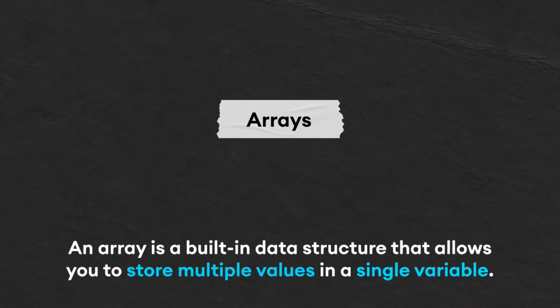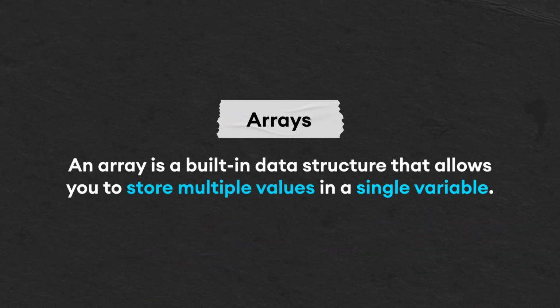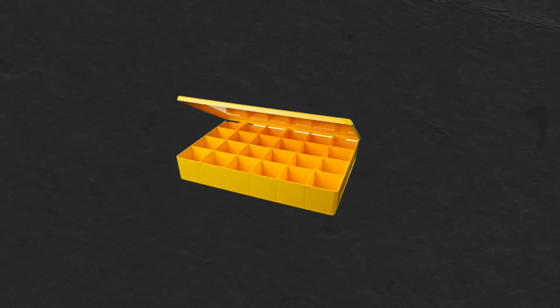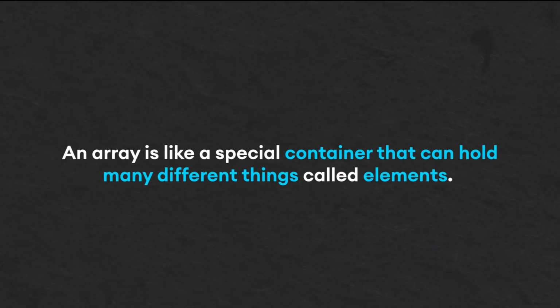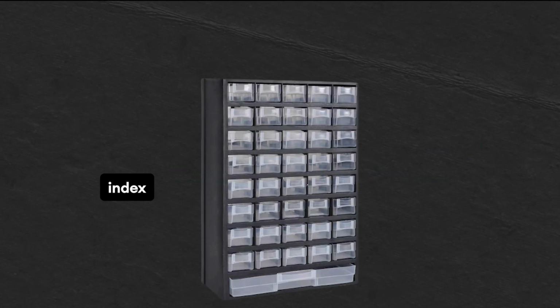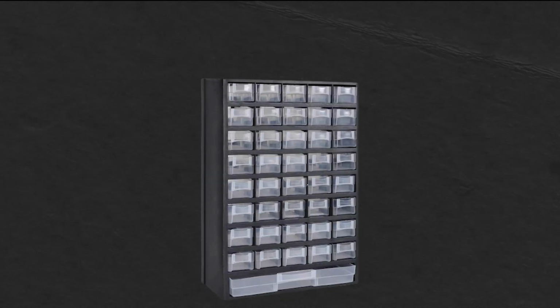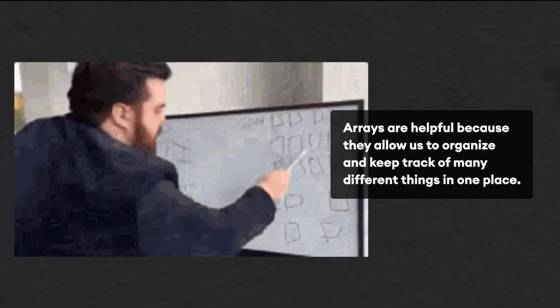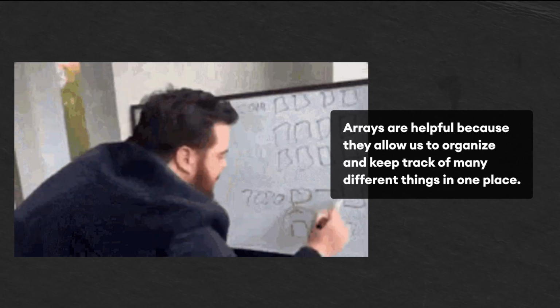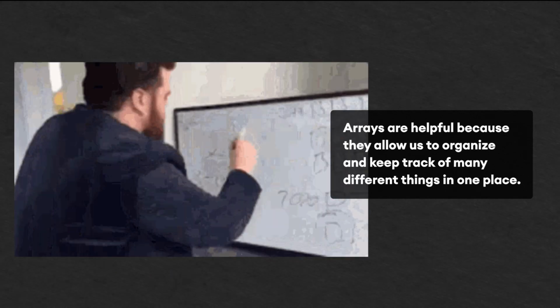An array is a built-in data structure that allows you to store multiple values in a single variable. Let's say you have a big box with many small compartments inside that can hold different things like a toy or a book. An array is like a special container that holds many different items, like numbers and words, called elements. The index indicates the position of the element within the array, starting from 0 and so on. Arrays are helpful because they allow us to keep track of many things in one place.